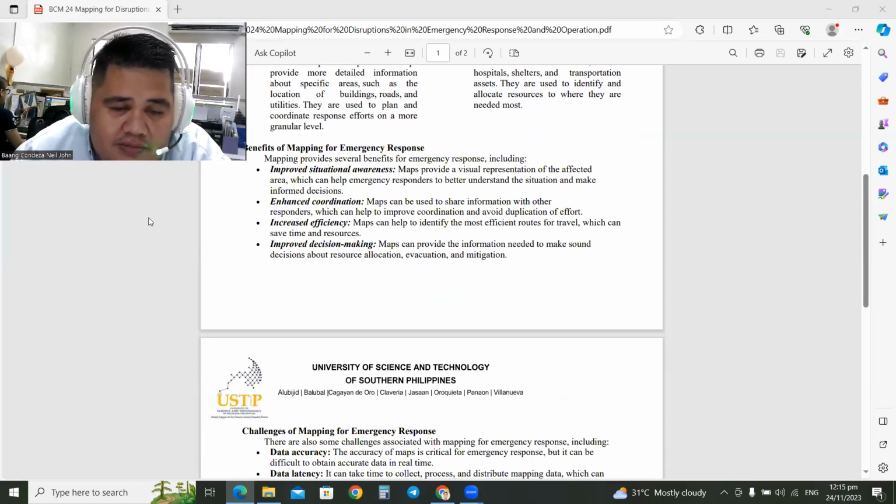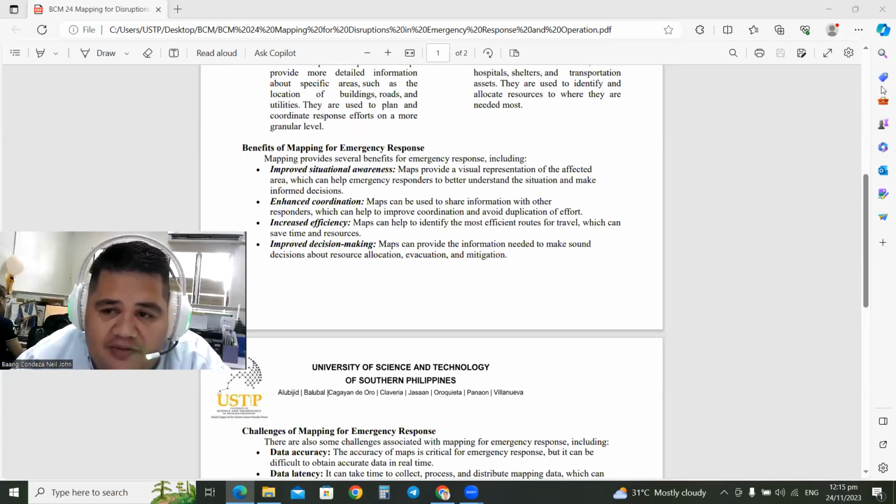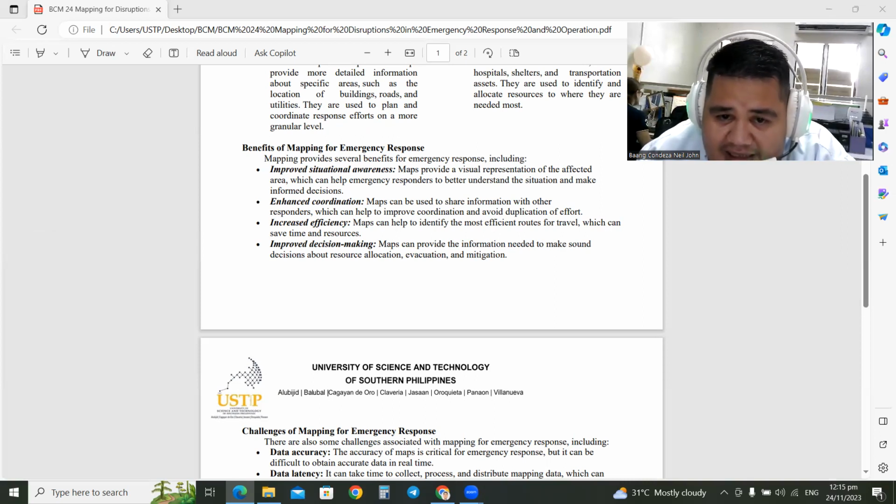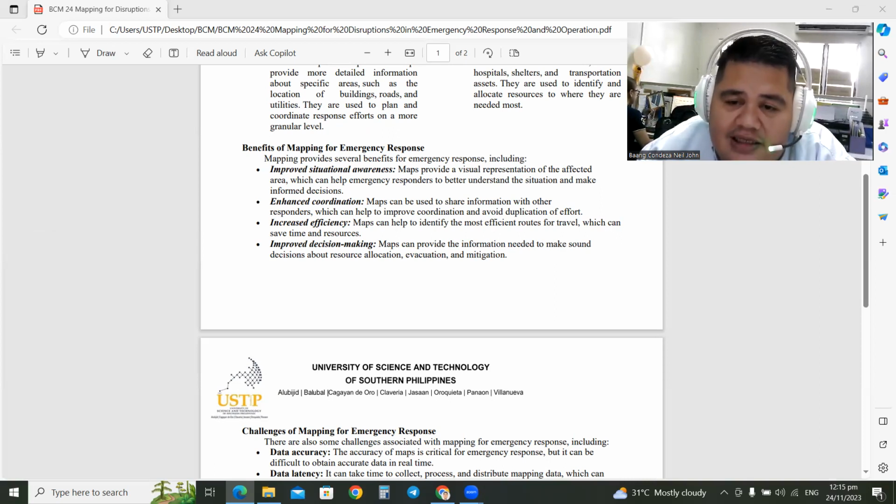So moving on to the benefits of mapping for emergency response. Now this provides several benefits for emergency response, including number one, improved situational awareness. These are maps that provide a visual representation of the affected area, which can help emergency responders to better understand the situations and make informed decisions, di ba? So, improved situational awareness man, di ba?